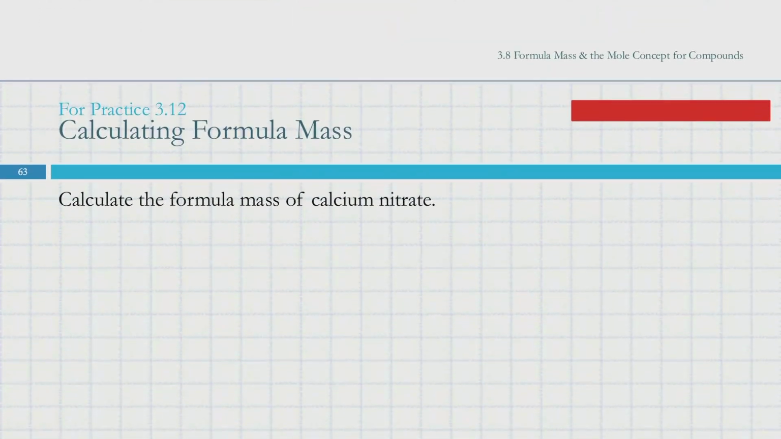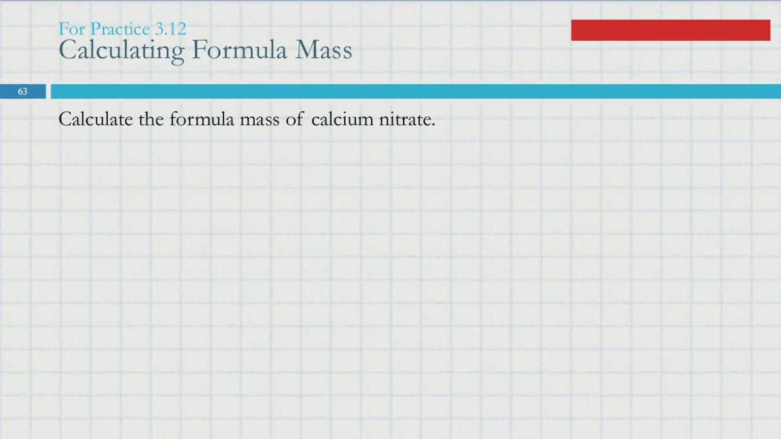So for example, calculating the formula mass of calcium nitrate. To calculate the mass of calcium nitrate, we first need to figure out what is calcium nitrate, what's the formula. So we're going to figure that out. Any ideas what kind of compound we're working with, calcium nitrate? What kind of element is calcium? Calcium's a metal. So this is ionic, because we've got a metal in there.